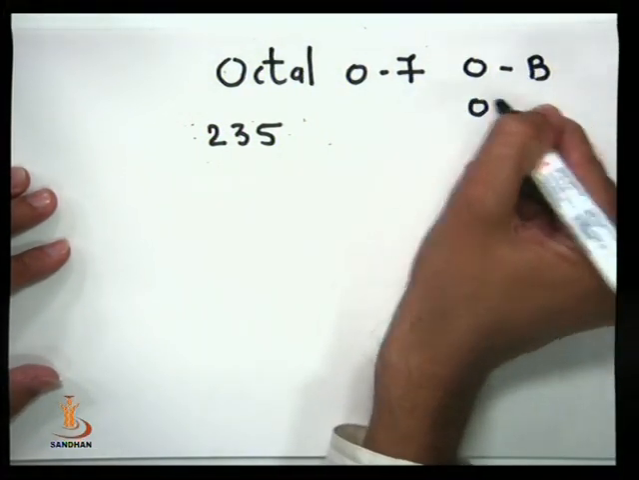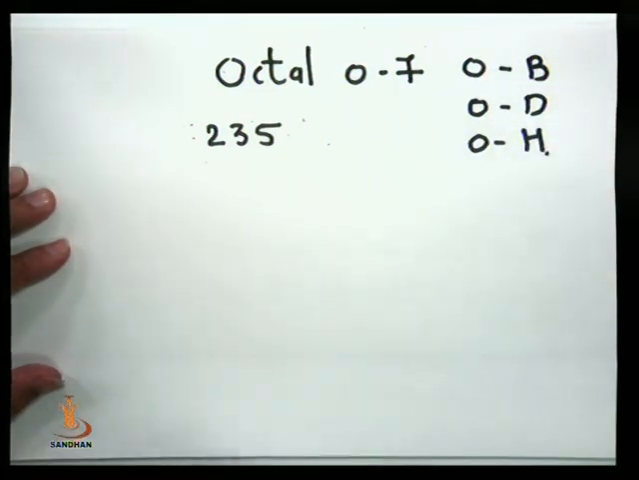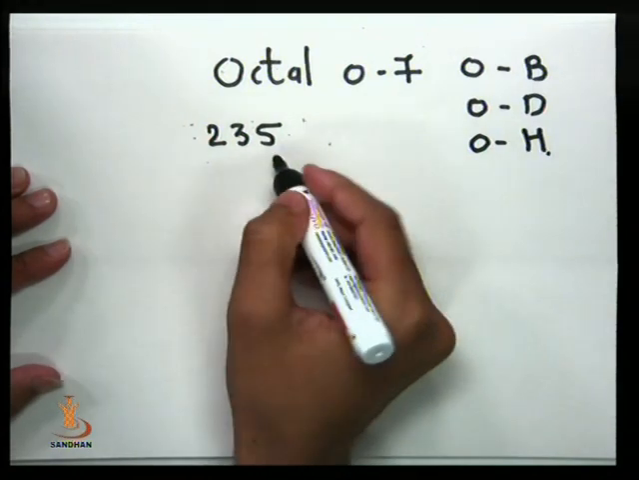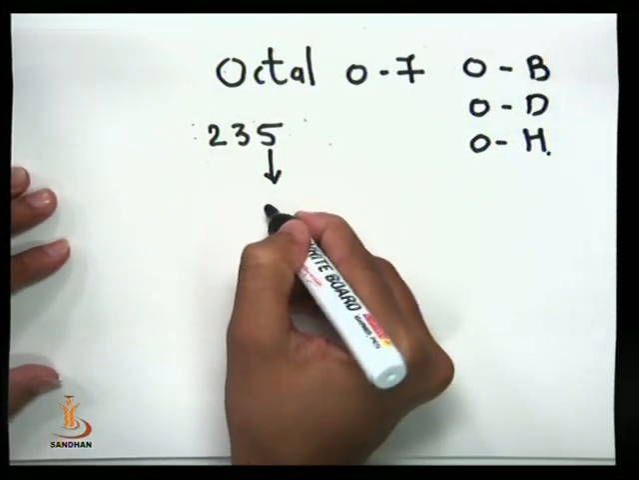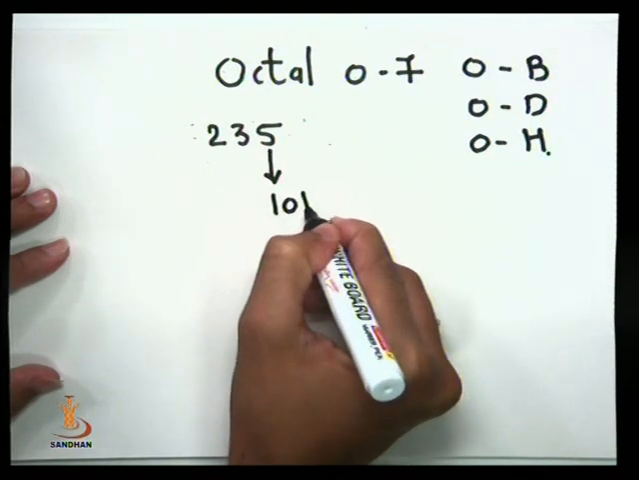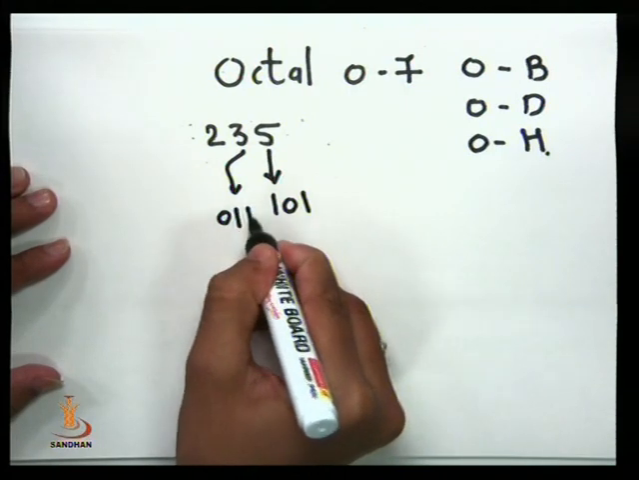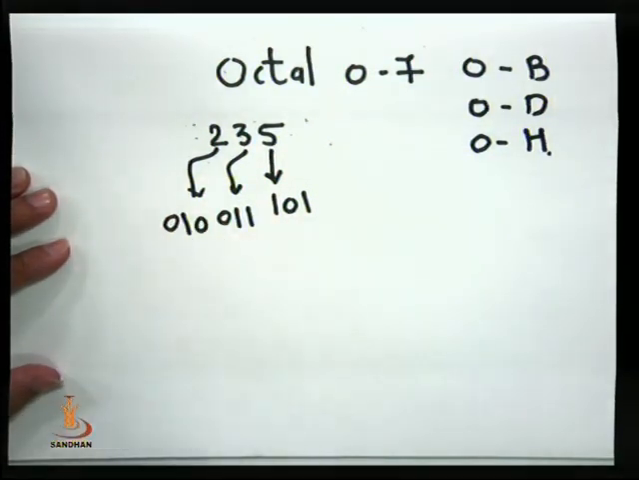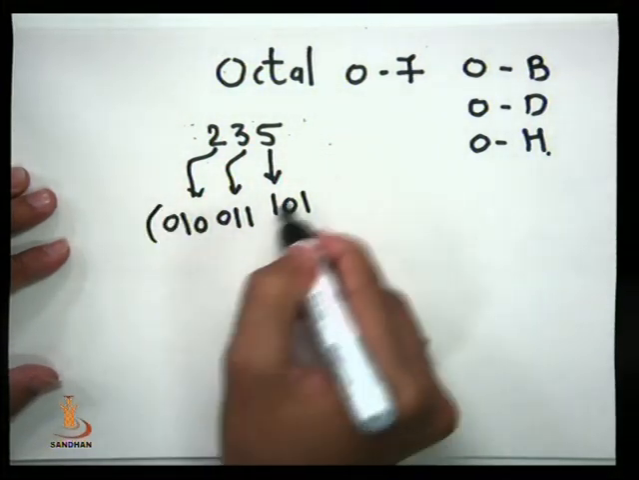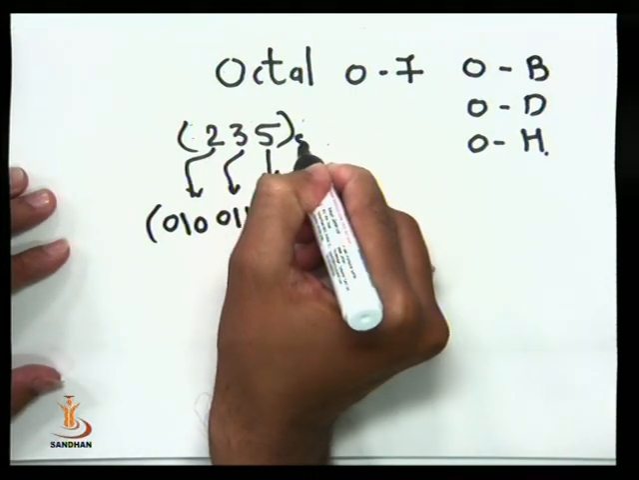Another is octal to decimal, and the third one is octal to hexadecimal. If anyone wants to convert 5 to binary first, the binary of 5 is 101, the binary of 3 is 011, and the binary of 2 is 010. So this is all about octal to binary. This is my binary and this is my octal.